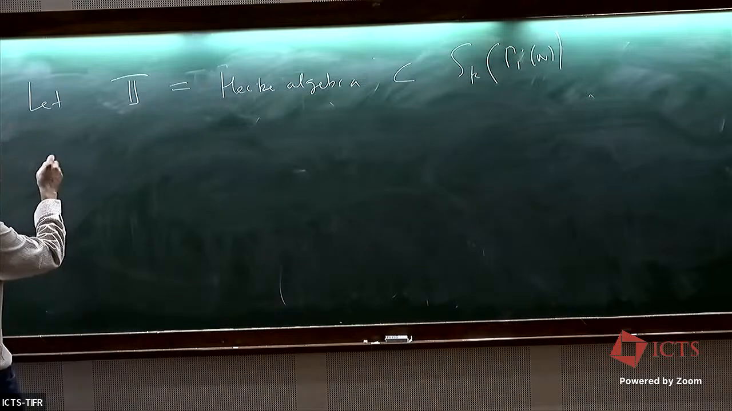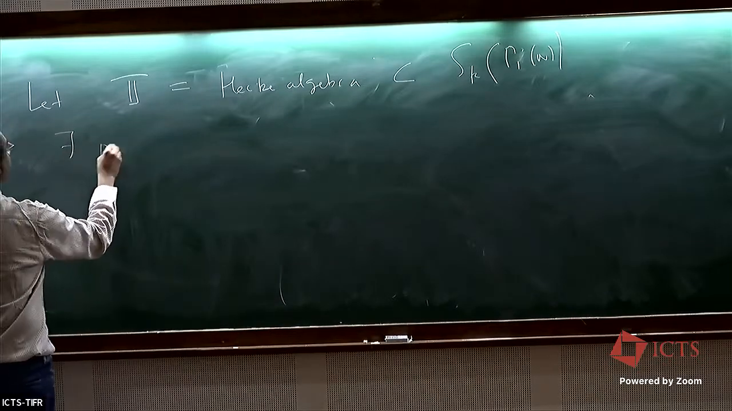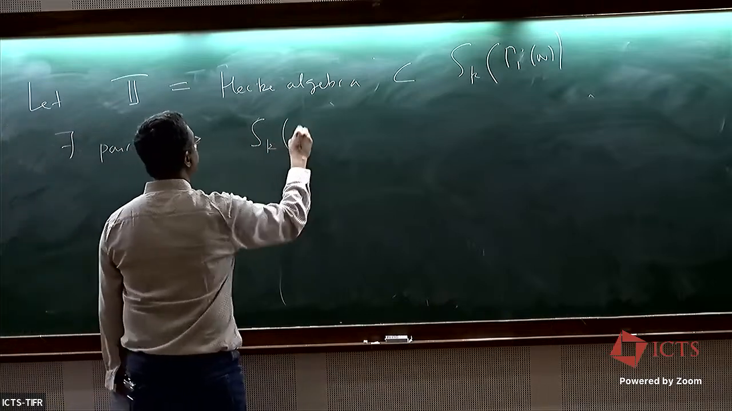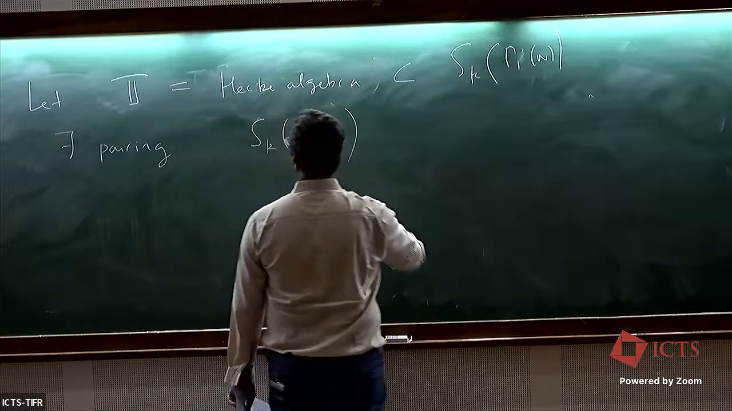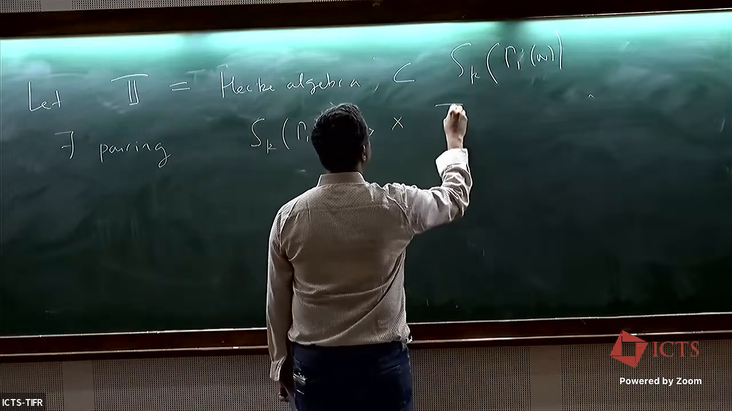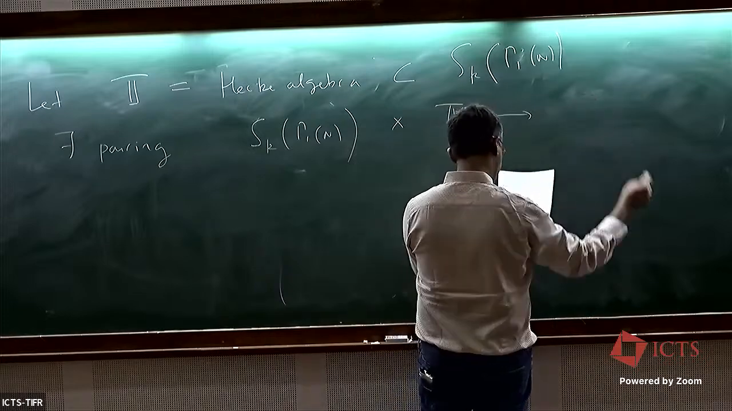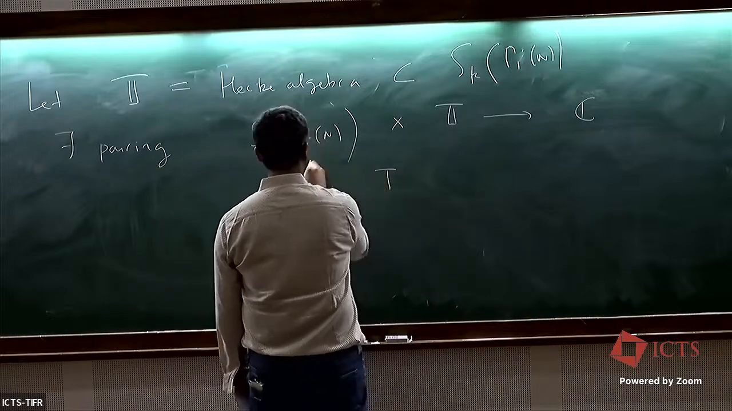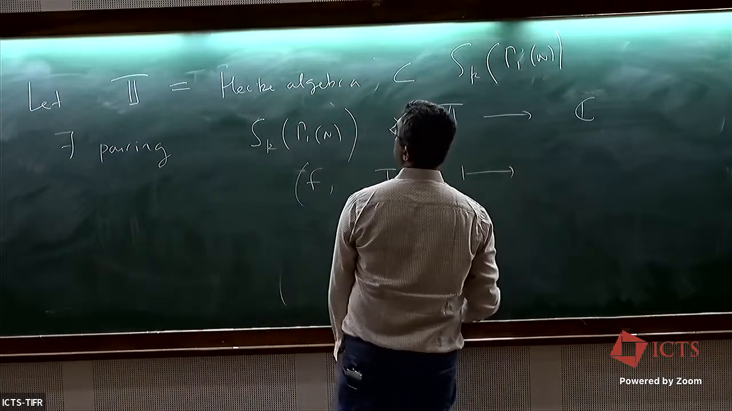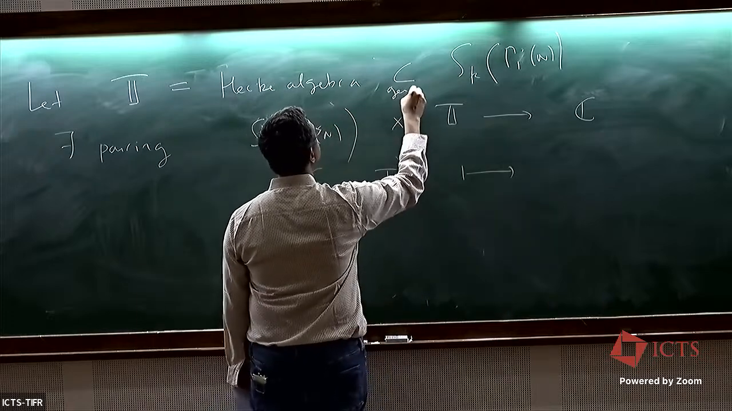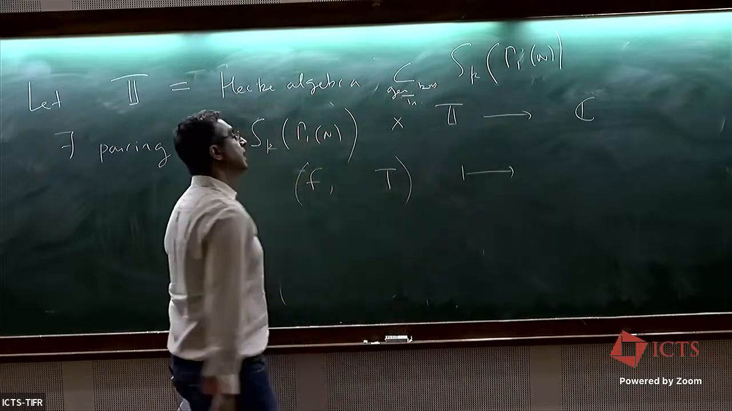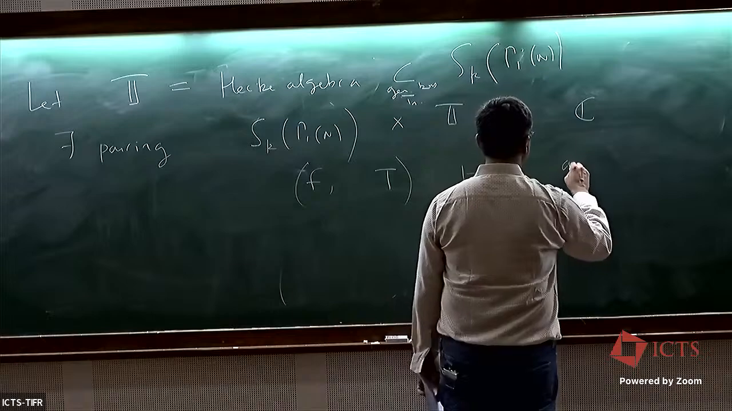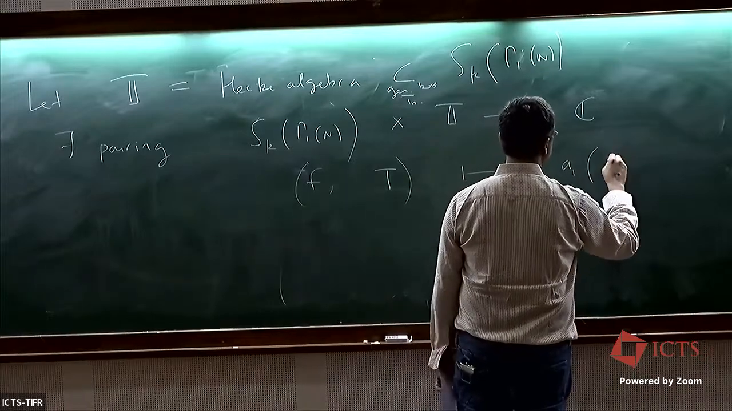So I think the following statement was requested. Let me just write it. There exists a pairing between S_k(Gamma_1(N)) and T tensor C, which takes f and the Hecke operator T. This is generated by the Hecke operators. It's the subalgebra of End(S_k(Gamma_1(N))) over the complex numbers generated by the Hecke operators. And you just take this to a_1, the first Fourier coefficient of T(f).